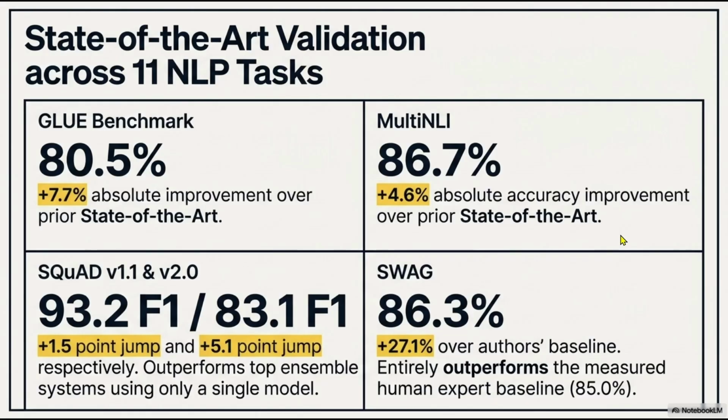Does it work? Absolutely. BERT achieved state-of-the-art results on 11 natural language processing tasks. It pushed the GLUE score to 80.5%, a 7.7% absolute improvement, and outperformed human experts on common sense inference benchmarks like SWAG with an accuracy of 86.3%.